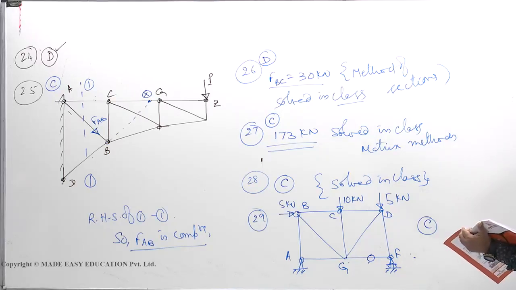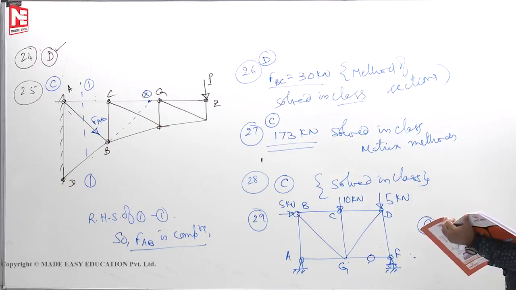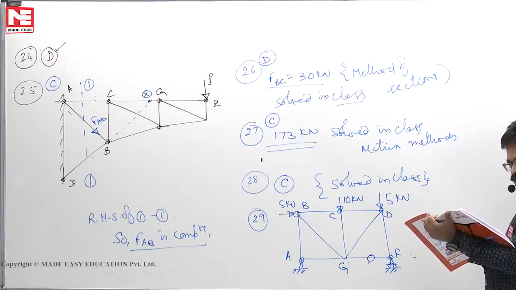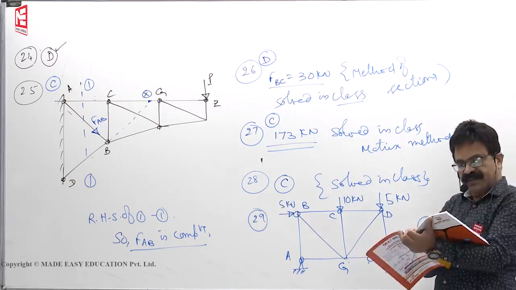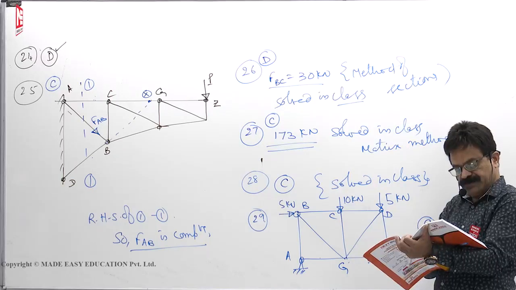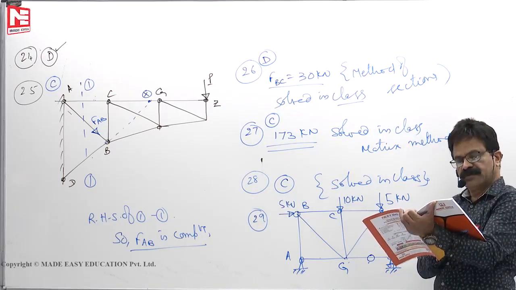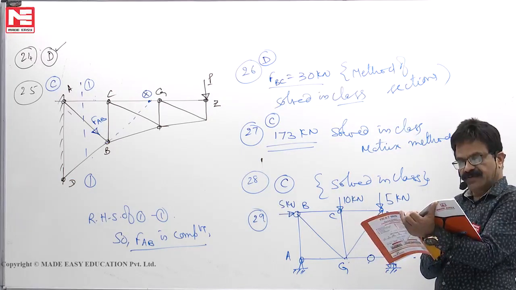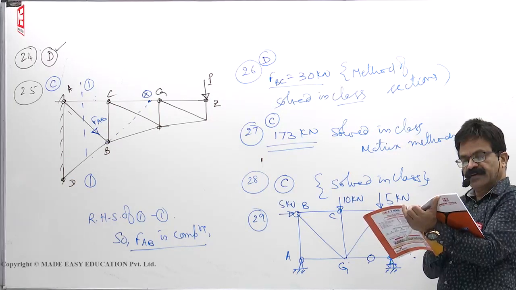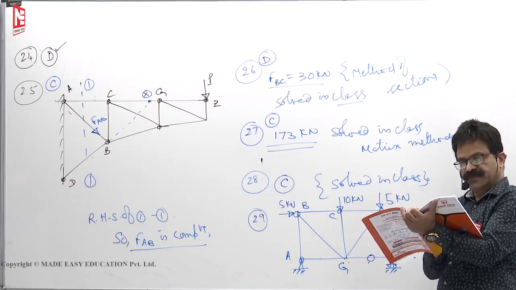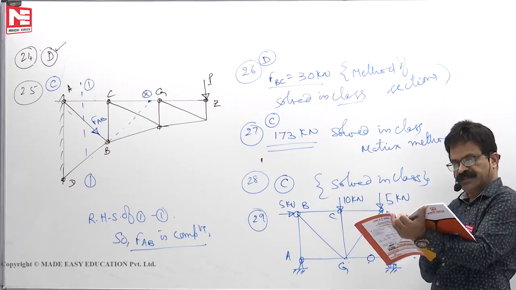Cantilever truss as shown in the figure. What are the magnitudes of axial forces in the members 1, 2, 3? 1, 2, 3 they have given. See, third force AC, it has to be 0. One hinge, one roller. Forces in the members 1, 2, 3. Third force must be 0. No option is there.